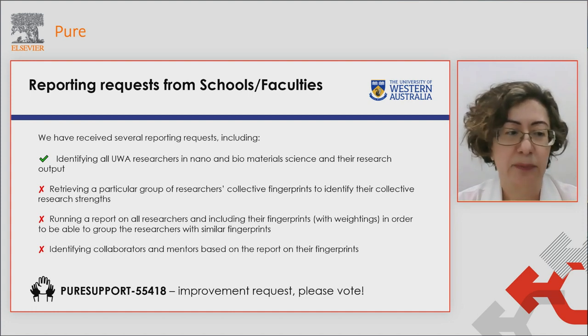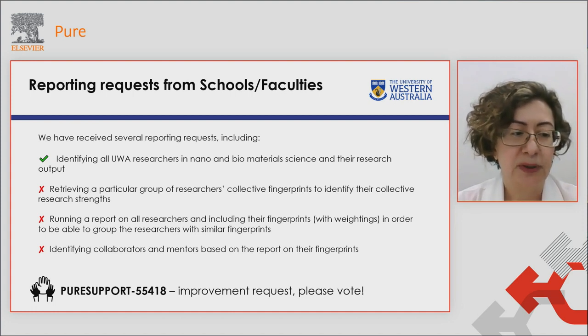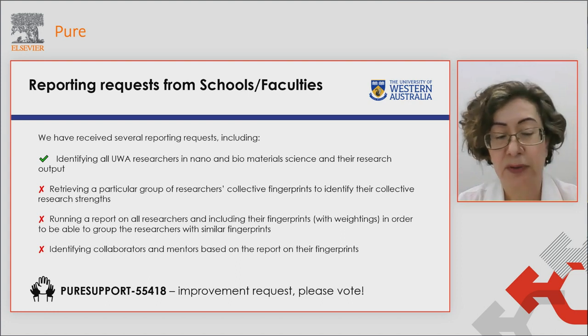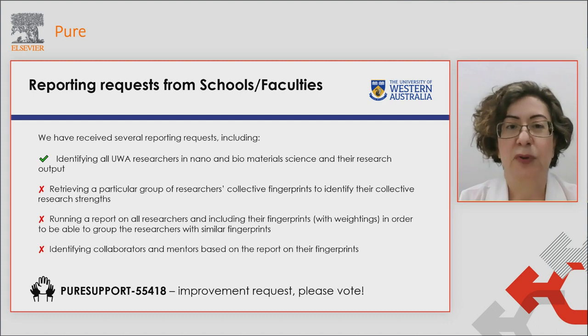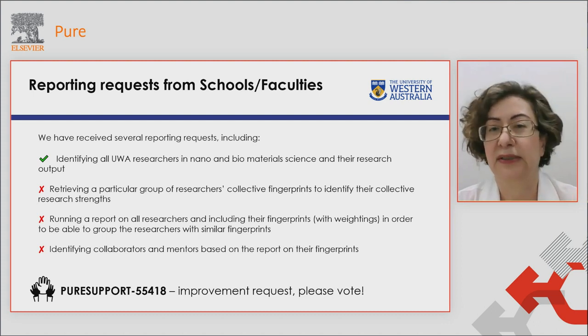Here are some examples. For a report to the Vice Chancellor, we were asked to identify UWA researchers in nano and biomaterial science. This was quite a straightforward task. By using the filter for fingerprints and selecting the relevant concepts, there were about 62, I think, we were able to provide the list of researchers who work in this area, as well as the list of their publications. But unfortunately, we were not able to fulfill all requests.